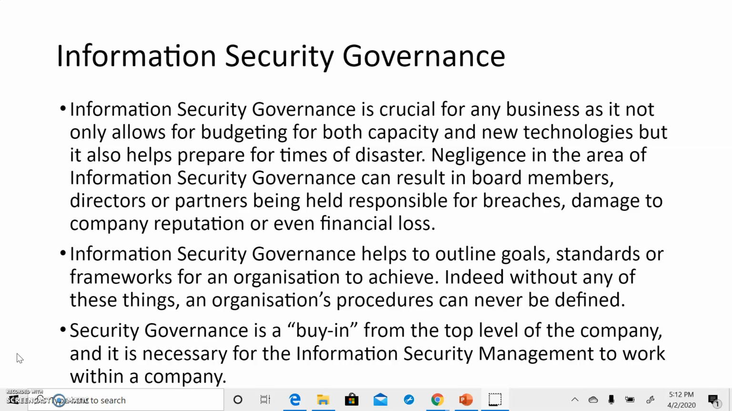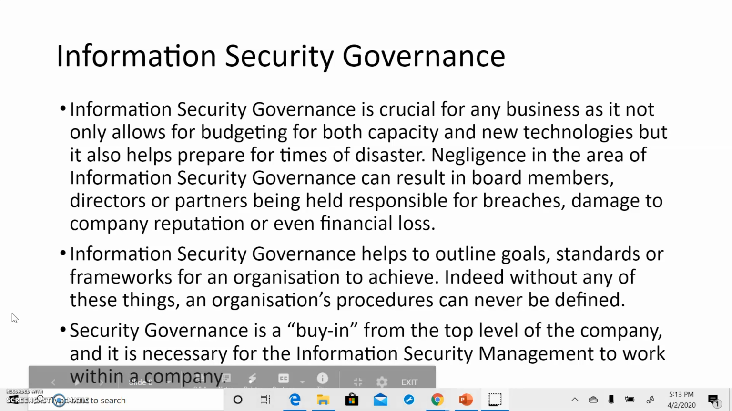Information security governance helps us outline the goals and the standards that an organization has to achieve. Without organization policies, organization procedures can never be defined. So whenever an organization starts working, these important points should be taken care of by any top-level manager or top-level member of the organization. The next topic we have to discuss is risk management security.